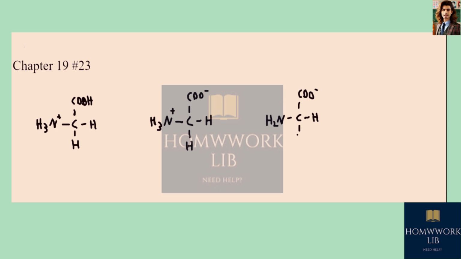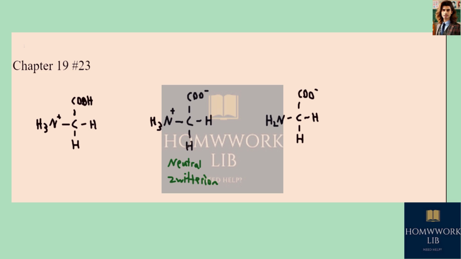So here are our three forms of glycine. And so this is going to be the neutral Zwitter ion. And then to think about which of the other two is going to predominate at which pH, we need to think about what the pHs mean.